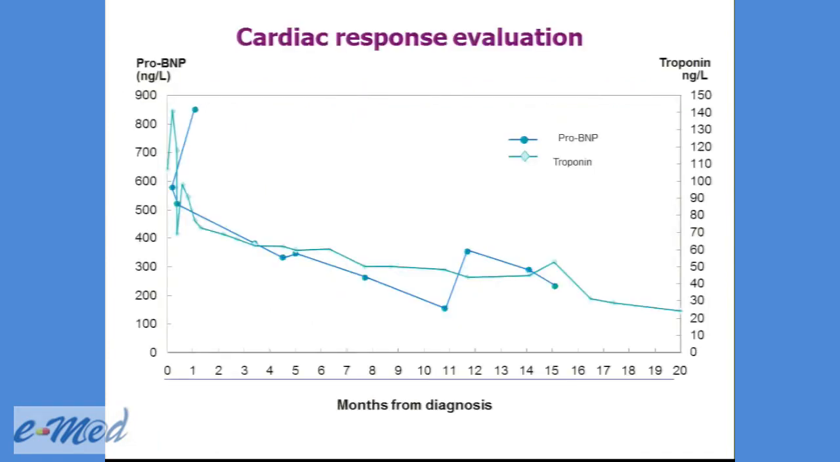Regarding his cardiac response, you see it's more gradual and still incomplete. The time span here is months. So we still have elevations of both the proBNP and the troponin, but they are all on the way down.